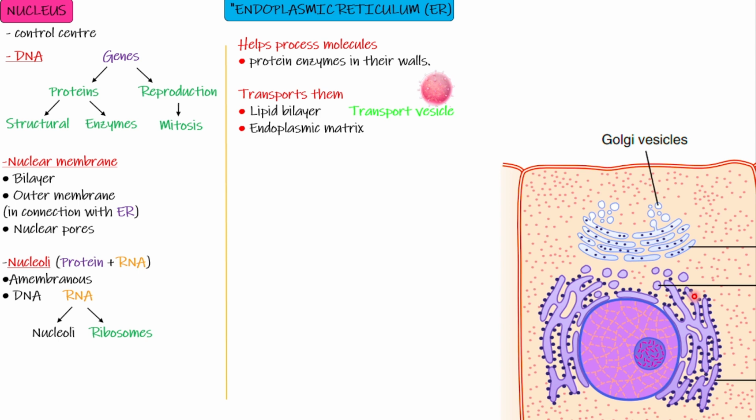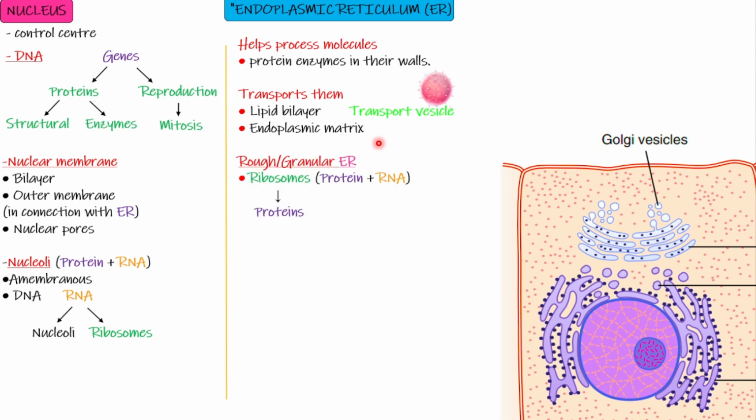After the production, these proteins will be transported to the Golgi apparatus in the form of these transport vesicles. So this is the transport vesicle. The endoplasmic reticulum has its own lipid bilayer, just like the whole cell membrane, just like the nucleus. It has its own endoplasmic matrix.